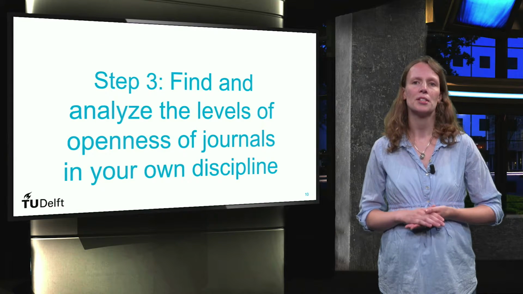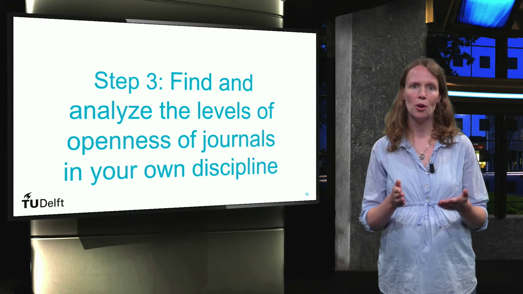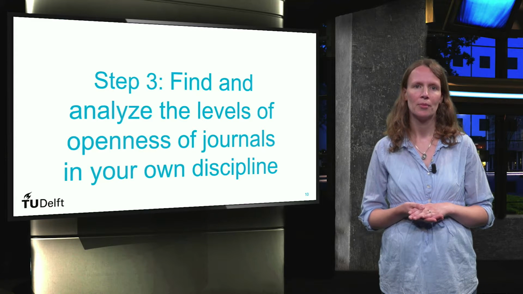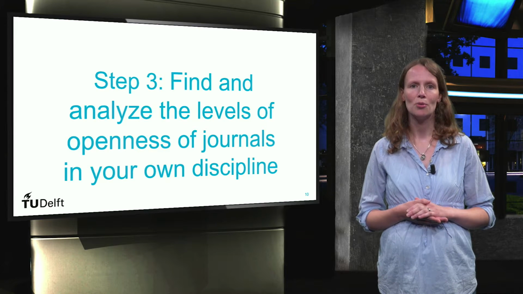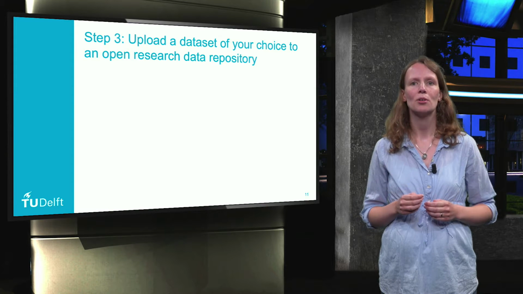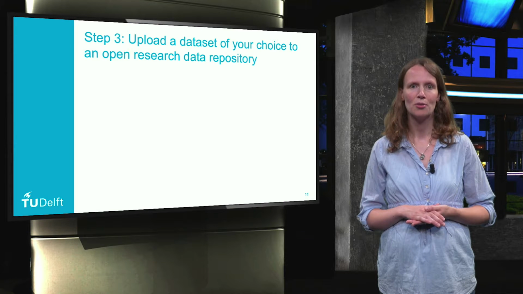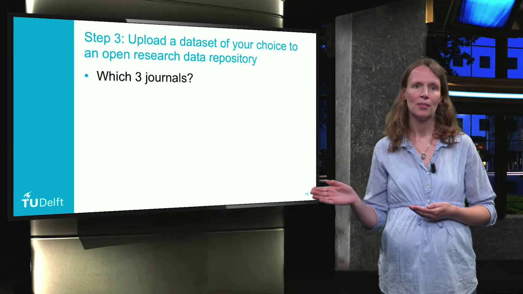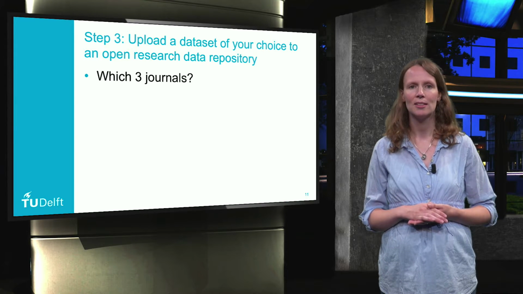In the third step of this assignment, you will find and analyze the level of openness of journals in your own discipline, which we expect to take about 1 hour. Look for 3 journals in your own discipline and analyze their level of openness. Then go to the edX platform and in the section devoted to assignment 3, step 3, answer the following questions about the 3 journals that you found and analyzed. Which 3 journals did you find? Give the name of each journal and describe the scope of each journal in a few sentences.